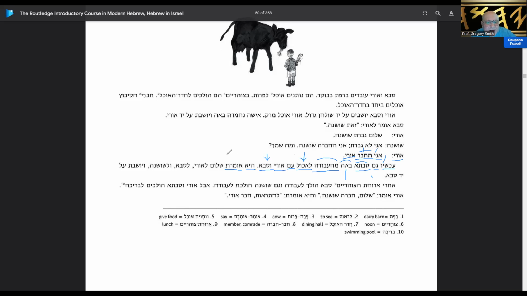Hi omeret, she says shalom la'Ori. She says shalom to Ori, la'Ori, la Sava and grandfather. Let's see. V'la Shoshana. In other words, and Shoshana. Shoshana v'yoshevet are sitting aliyad Sava. They're both sitting next to grandfather. Okay, they're both sitting next to grandfather.